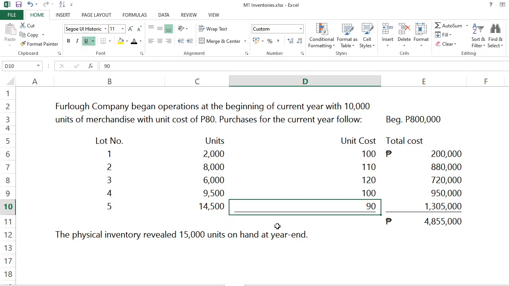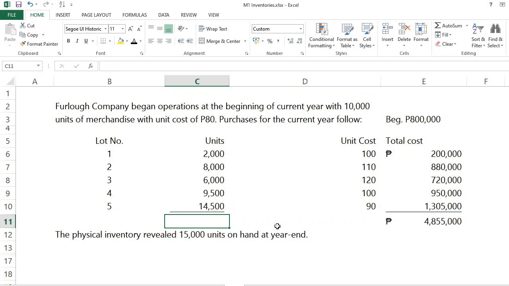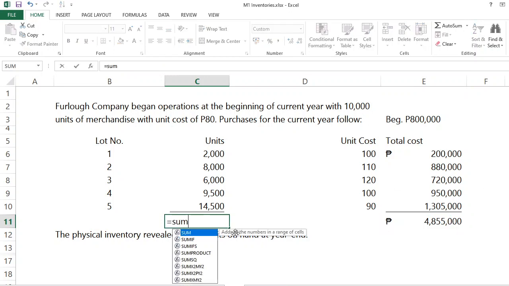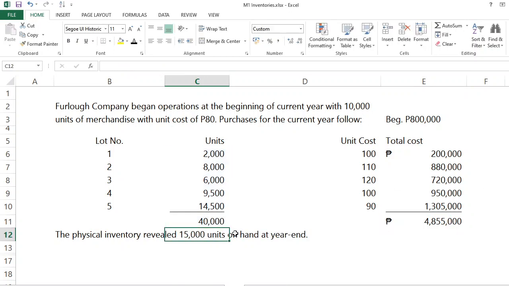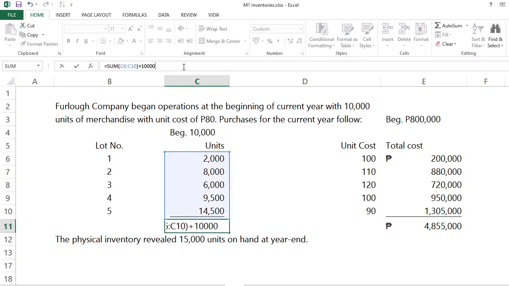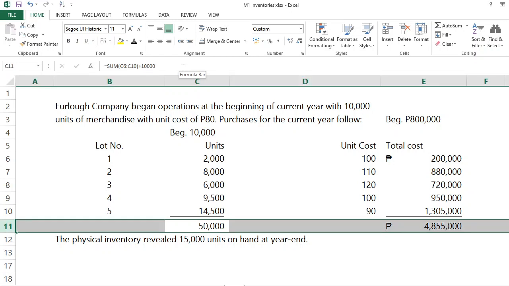We have already added the total cost, or total goods available for sale, the beginning and all of these. That's why it became 4,855. Now we add up the units. That's 40,000, but take note, there's also the 10,000 beginning. So that would be 40,000 plus 10,000. You have 50,000 total units available for sale, and the total cost is 4,855.